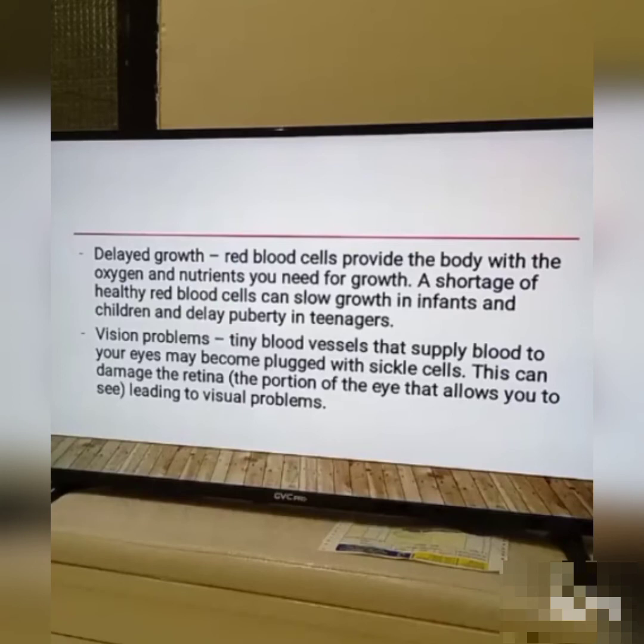Vision problems. Still talking about the blockage of blood vessels, the tiny blood vessels. One of the organs that has the tiniest blood vessels is the eyes. Imagine if the sickle-shaped cells block those vessels that supply the eyes. The retina that is responsible for it to actually see will have a problem, and it can lead to blindness if not taken care of.